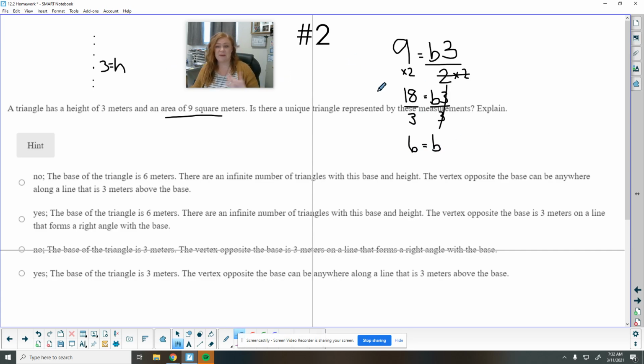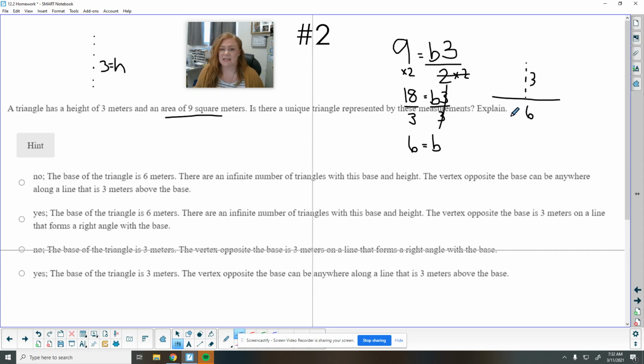So let's plug this back in and double check ourselves. So we're saying the base is 6 and the height is 3. So base times height, 6 times 3 is 18. That gives me a rectangle. Cut it in half is 9. So 6 is my answer.